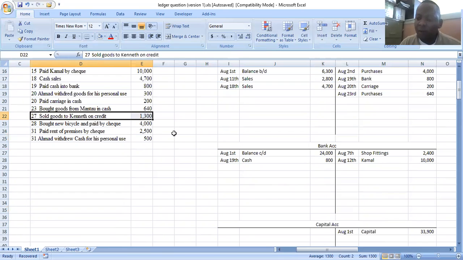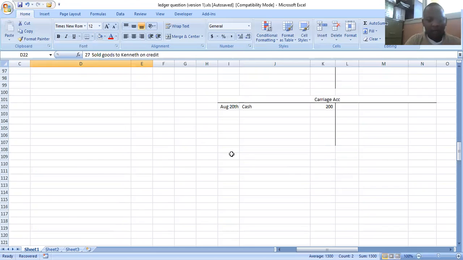Sales is a revenue. Kenneth owes us money. He's a debtor, and that's an asset. So both are increasing. We're earning more sales, and we're having an increase in an asset. Sales revenue, whenever it's increasing, is credited. Therefore, we credit the sales account, and Kenneth's account we debit because it's an asset that is increasing. We don't have a Kenneth's account as yet, so we open Kenneth.